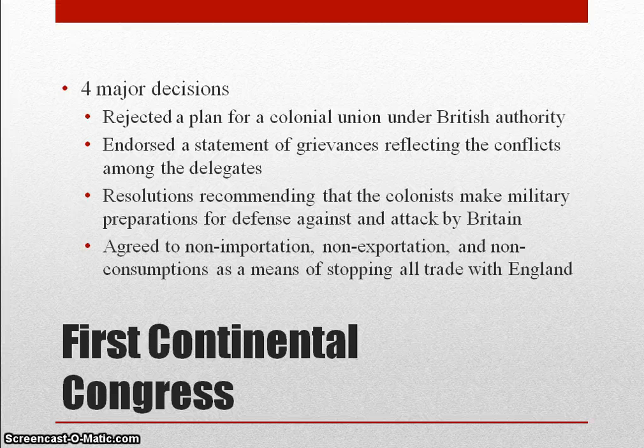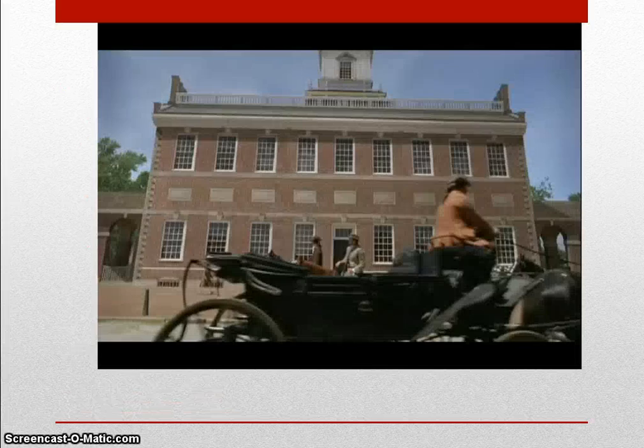They reject a plan for a colonial union under British authority. They endorse a statement of grievances or complaints reflecting the conflicts among the delegates. They pass resolutions recommending that the colonists make military preparations for defense against an attack by Britain, and agree to non-importation, non-exportation, and non-consumption as means of stopping all trade with Great Britain.